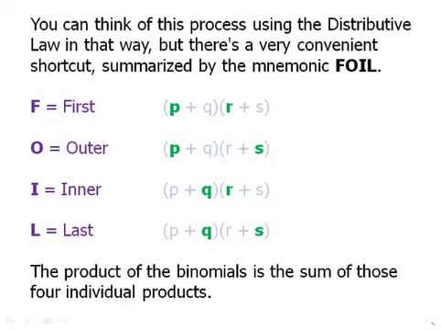The product of the binomials is the sum of those four individual products. So in other words, if we add first plus outer plus inner plus last, that is the product of the two binomials.